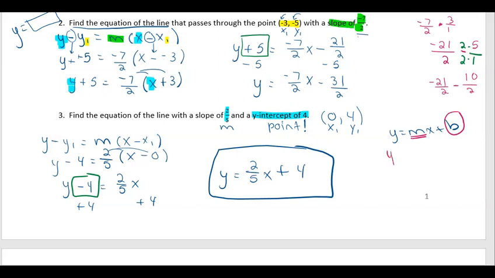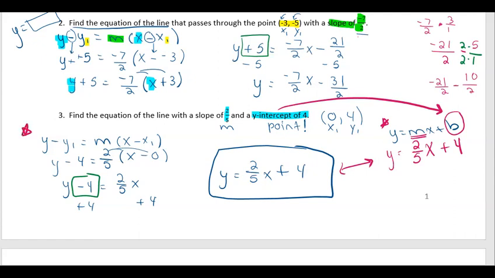And it would look like y, because we don't put anything in for the y, equals m is 2/5, and then we have our x, plus our y-intercept. The b value represents the y-intercept, so plus 4. And these are the same. The benefit of using the y equals mx plus b slope-intercept form is it's very direct. The problem is it is sometimes harder. It doesn't work every time.